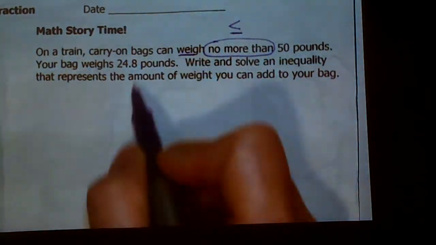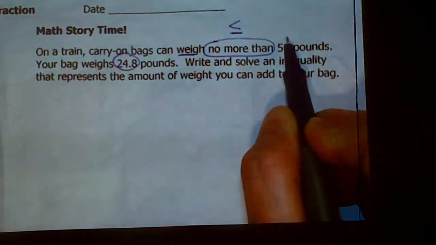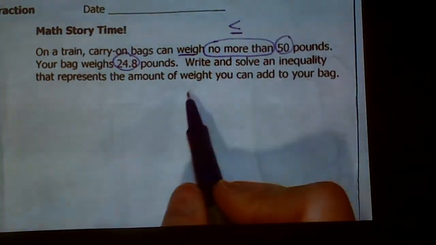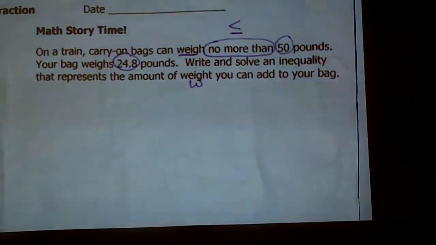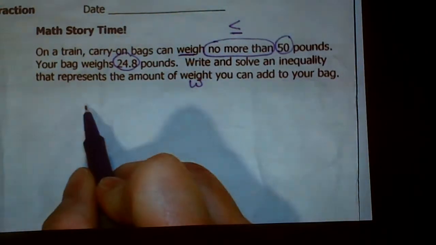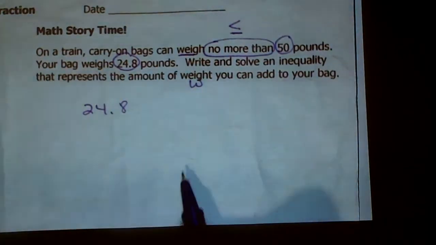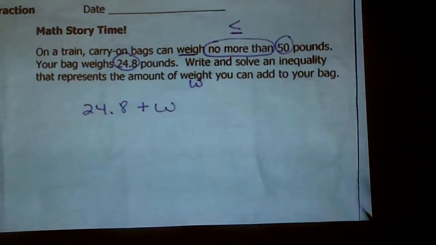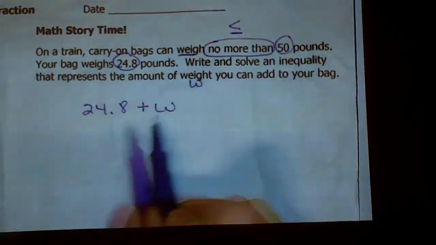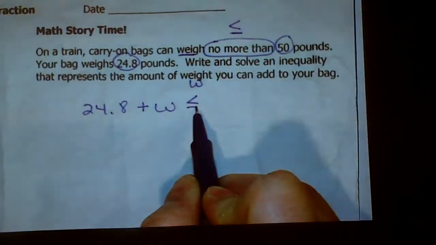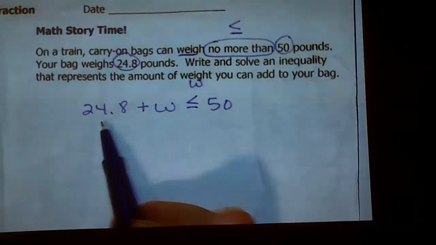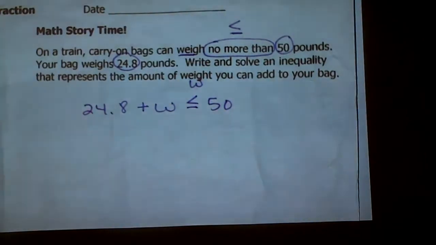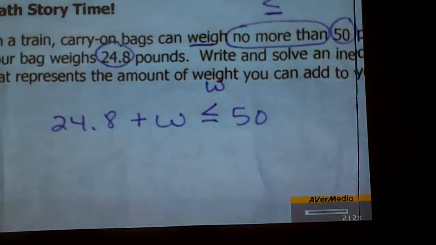Okay? So your bag weighs 24.8 pounds. It's allowed to weigh 50. Write an amount to represent the weight you can add to your bag. So I will use W for weight. Why not? I think we use X way too much. So let's use a W. So basically, my current bag weight is 24.8. I can add a certain amount to it. And this amount here can be no more than 50 pounds. Now, if you use the commutative property and you wrote W plus 24.8 instead, that's fine because the commutative property has got your back. You're allowed to do that.